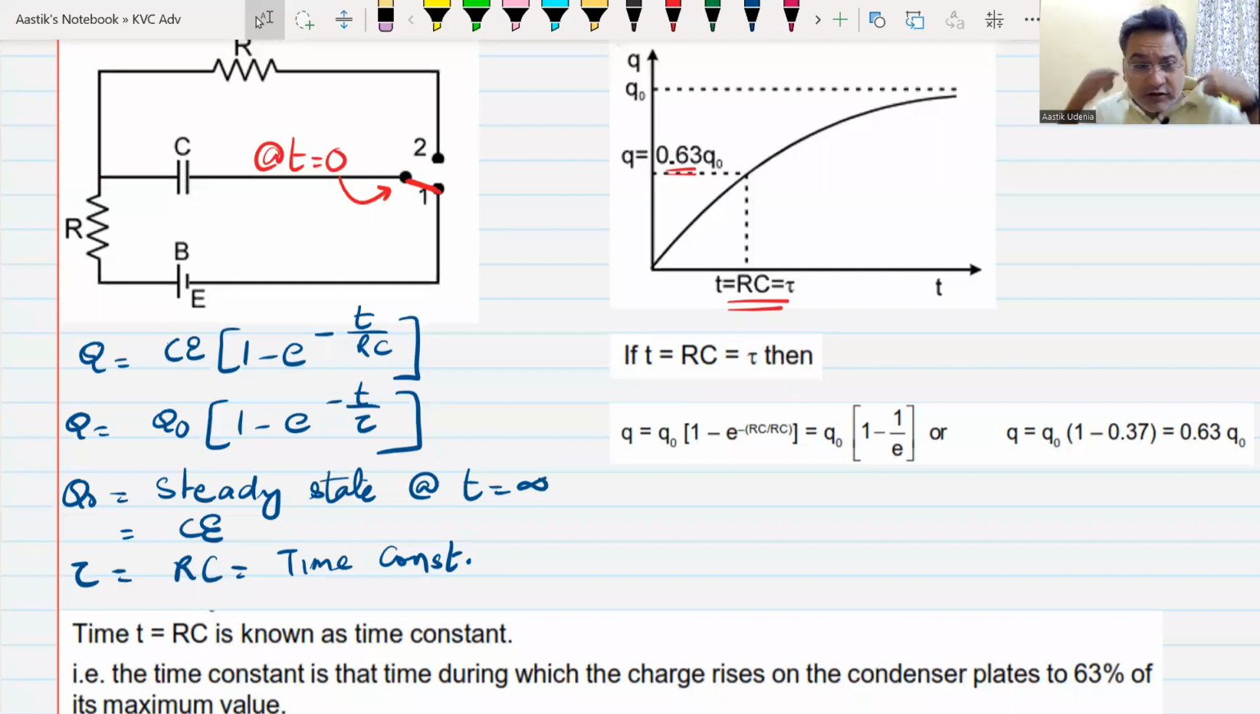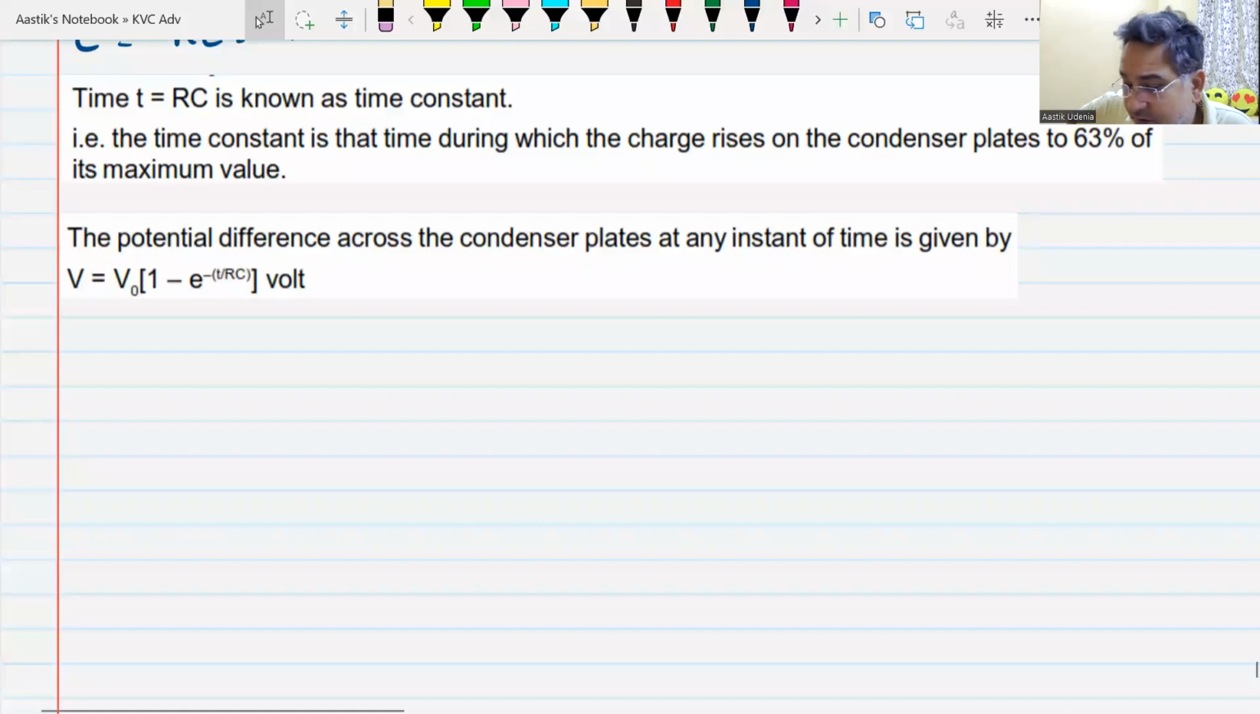Well, this formula only gives you the charge on the capacitor as a function of time, but that is not the only thing that can be asked. They can ask you the potential difference across the capacitor as a function of time. If they ask you that, you can give it by this straight away formula. V is equal to V naught times 1 minus e to the power minus t by RC, where V naught is the battery voltage. Do we understand this? Yes, sir.